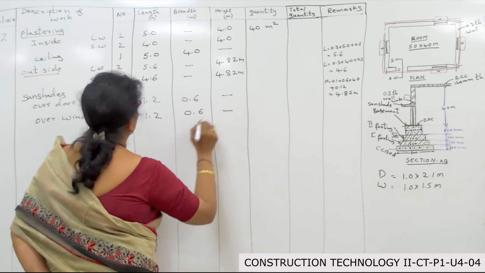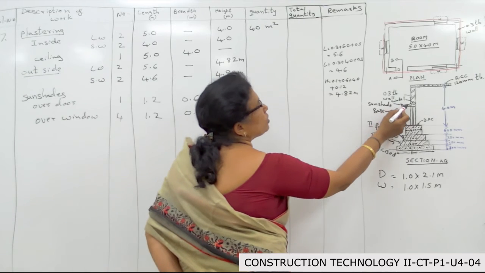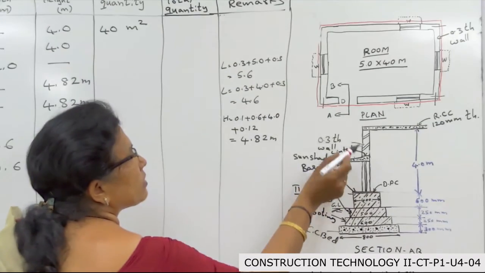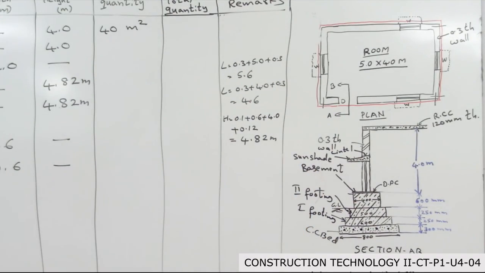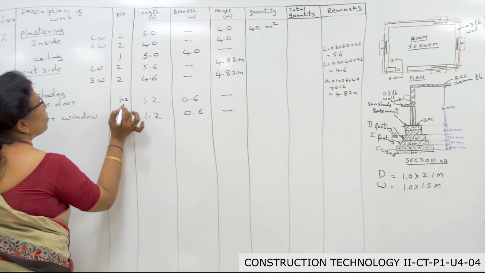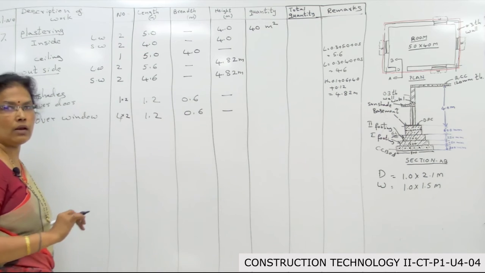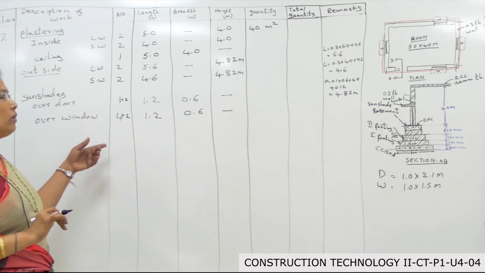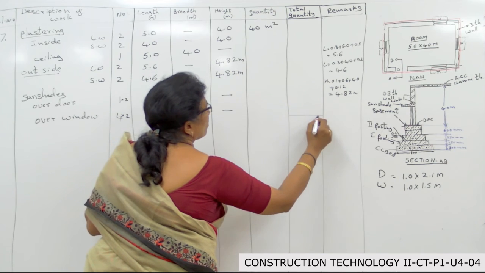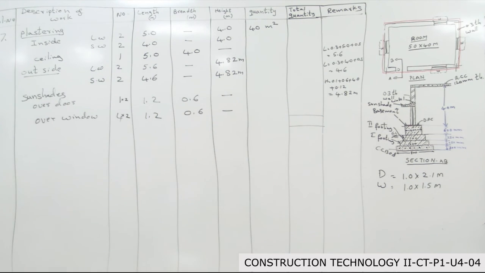Here I am taking 0.6 meter breadth. So this is 0.6 meter. And number of windows, 4 windows. 1.2 is the length and breadth is 0.6. Height you won't have. But for sunshades, you are going to do plastering on the top surface and bottom surface for windows and doors. So here what you do is 2 surfaces, 1 into 2 and 4 into 2.